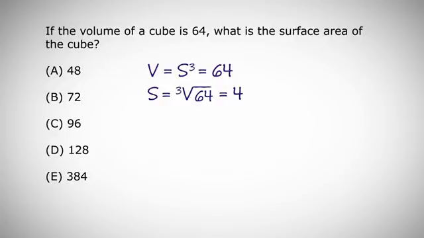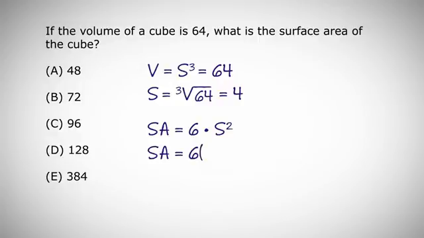Now that we know the length of one of the sides of the cube, we can solve for the surface area. We know that one square on the surface of this cube is going to have the area of side squared, which is going to equal 4 squared, which is 16. But that's just one square on this cube.